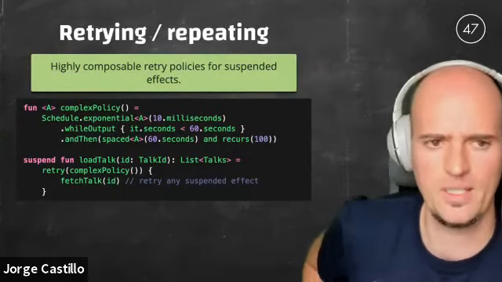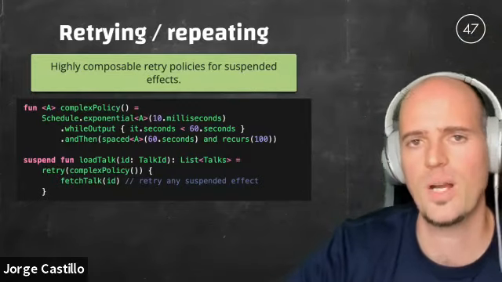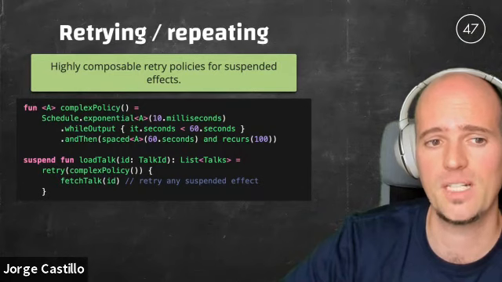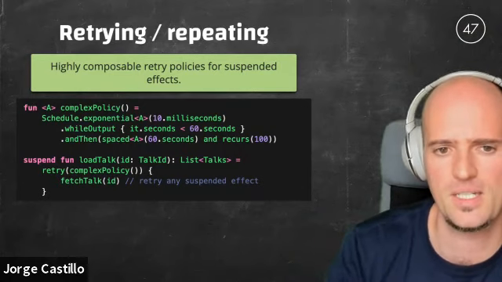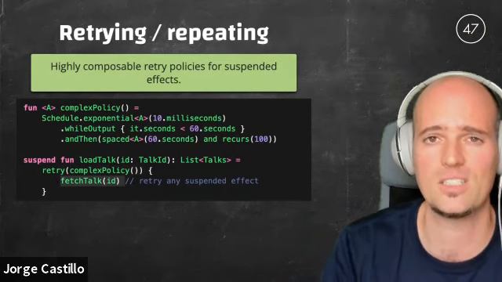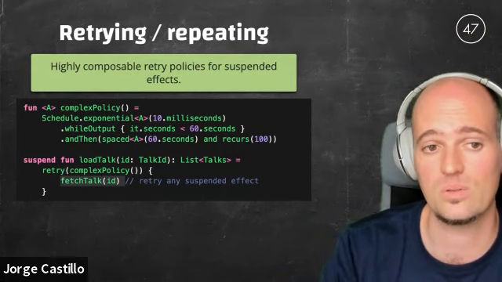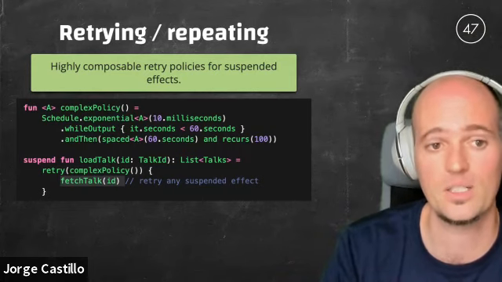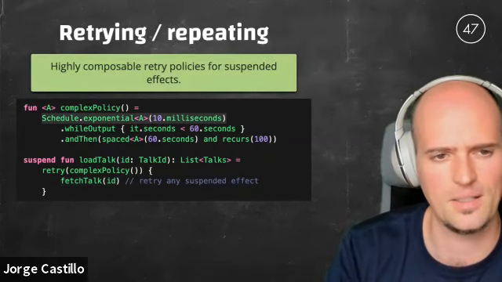This one is really cool because Arrow Fx Coroutines also provides a means for retrying or repeating any suspended computations based on a complex and highly composable policy. So you can use this retry call providing a policy for retrying basically any suspended computation. So you can fit in here any other Arrow Fx Coroutines effects or operators. And see how you can build this complex policy.